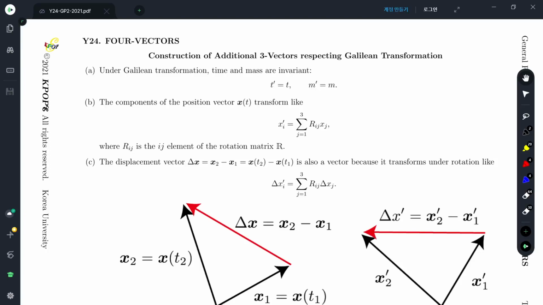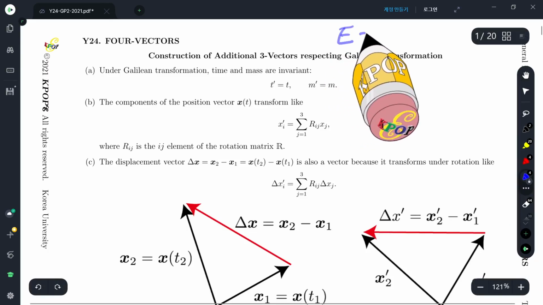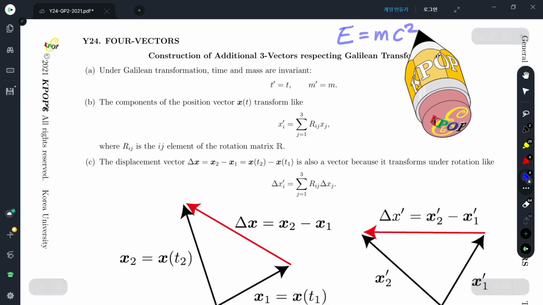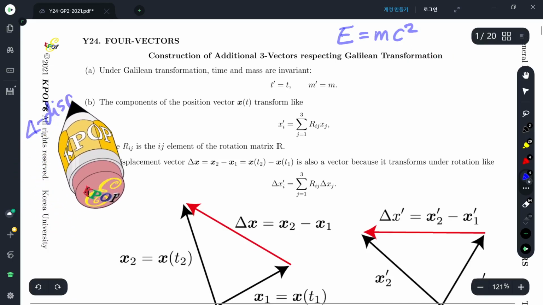Today we will learn why E equals mc squared. This can be derived if we study further on the four vectors. The most elementary fundamental four vector that we have just learned is the four displacement.